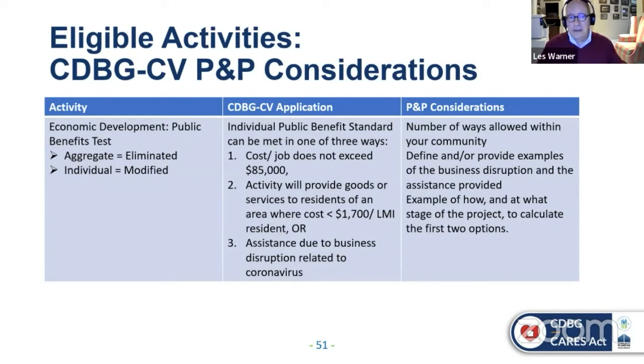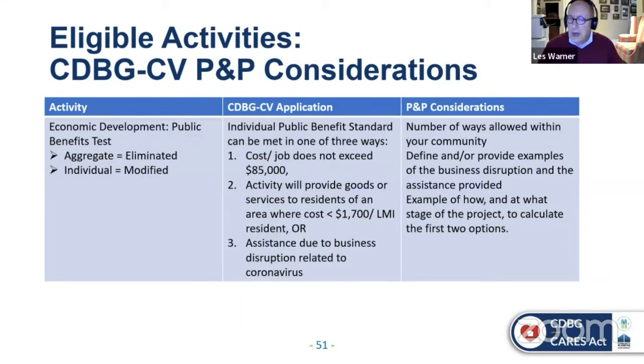So for CV, under normal CDBG, there would be both an aggregate test and also an individual test. So the aggregate test for CV has been eliminated, and the individual test then has been modified.